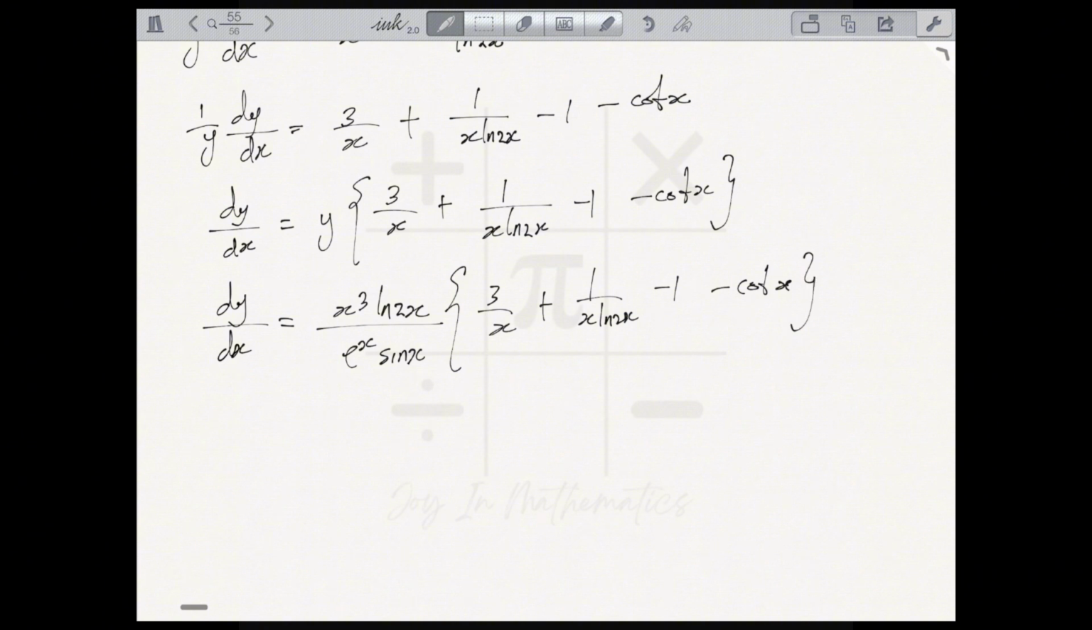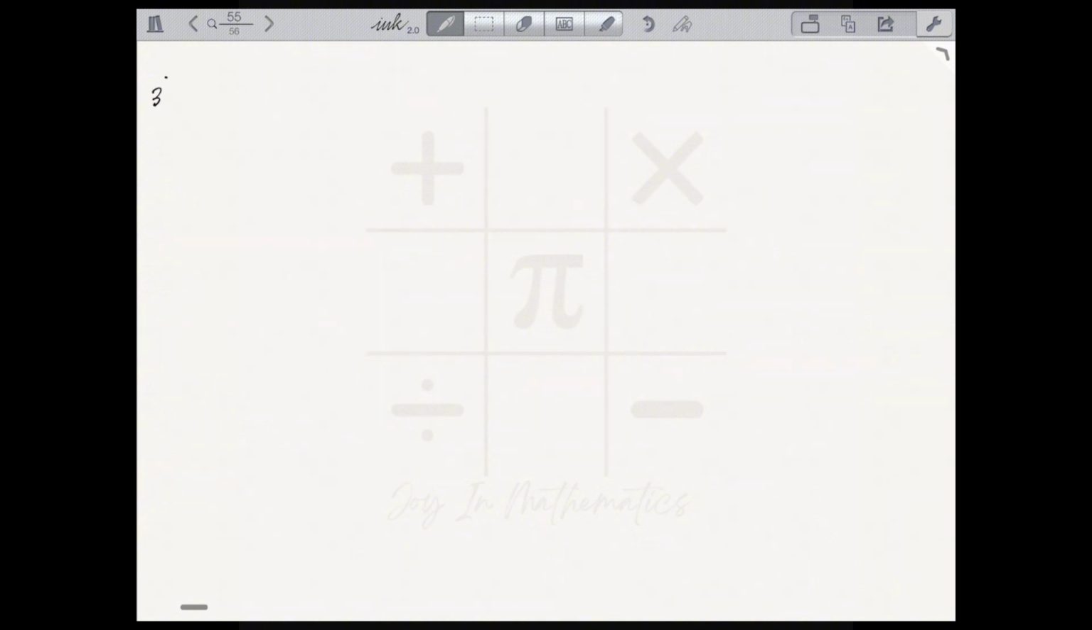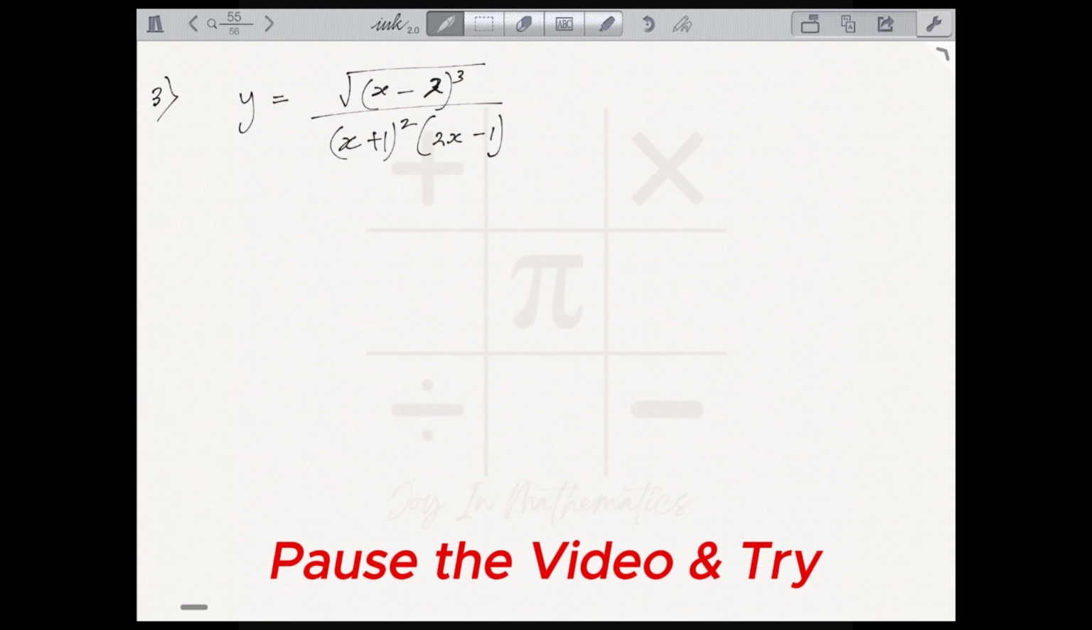Let's take a final example. We're given the function that y is equal to square root of x raised to power 3, x minus 2 raised to power 3, divided by x plus 1 squared and 2x minus 1. We're asked to differentiate this with respect to x.